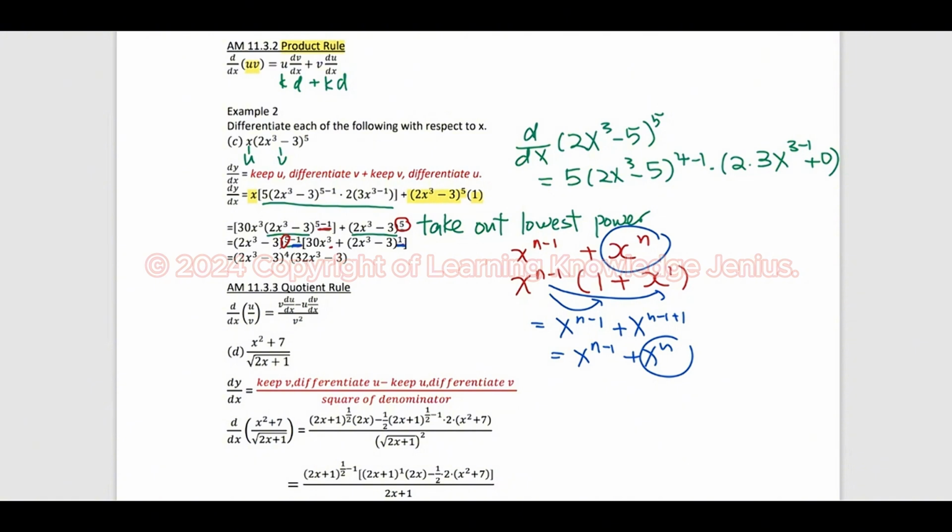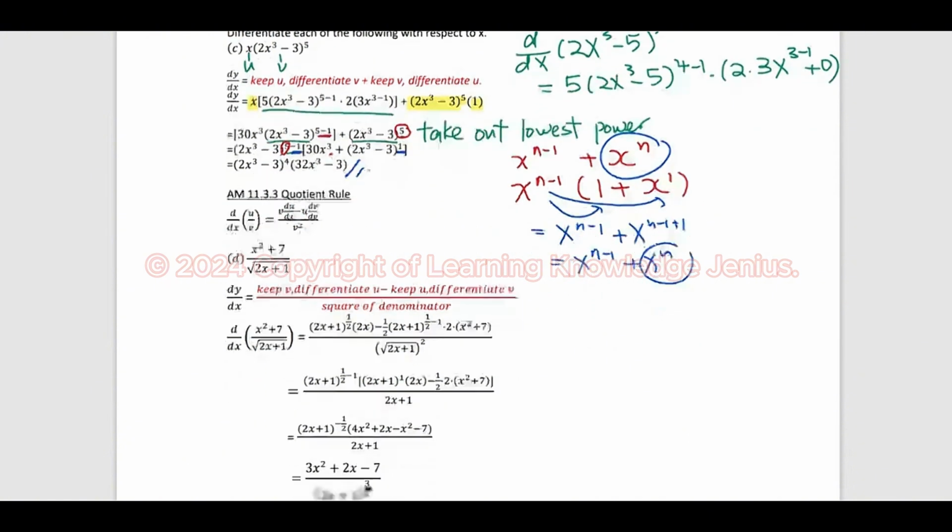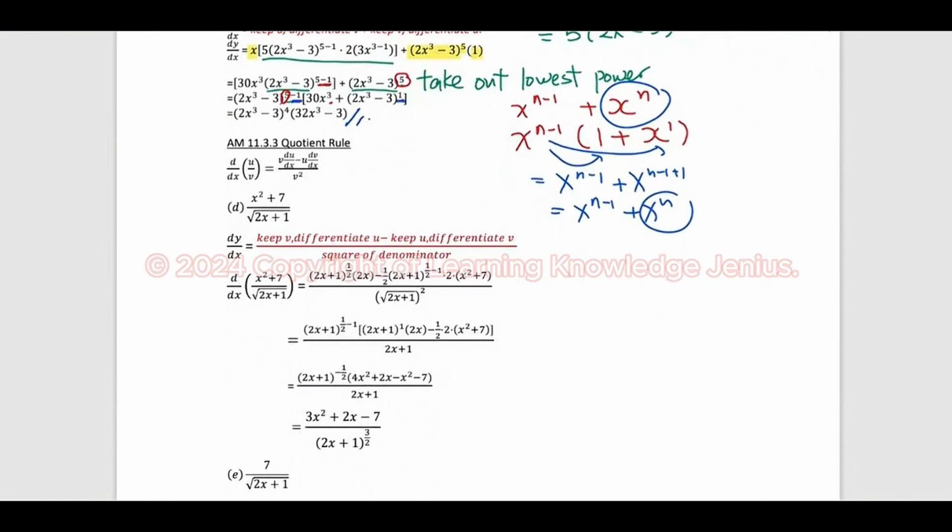With more and more examples and questions, you realize that you encounter scenarios like this. It's always that the difference of the power is 1. So take out the lowest power, and we are left with a power 1 inside the bracket. Take note of it. Then after which you simplify it to get the final answer. So bear in mind, always take out the lowest power when you want to simplify the expression.